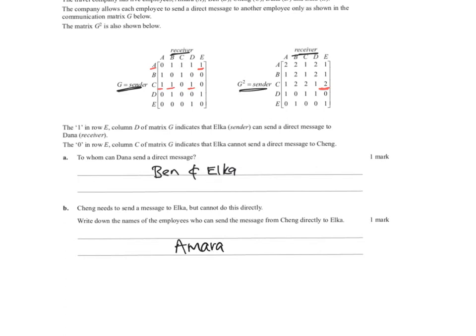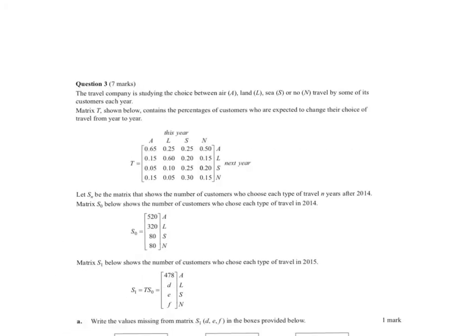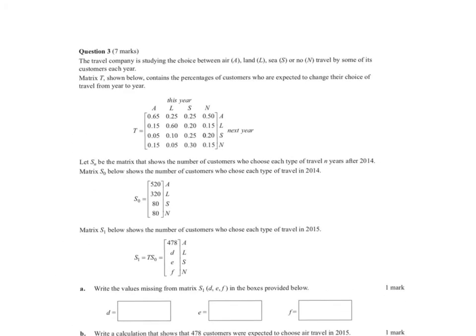Then I'm just moving along the ones in Cheng's row. So if Cheng communicates with Ben, we can see that Ben can't communicate with Alka. And this last one, Cheng with Dana, we can see that Dana can communicate with Alka. So it's going to be Amara and Dana. One of the two.